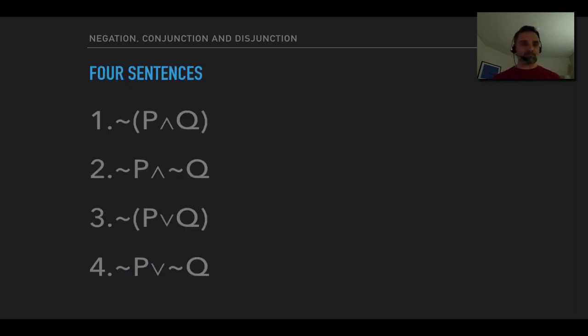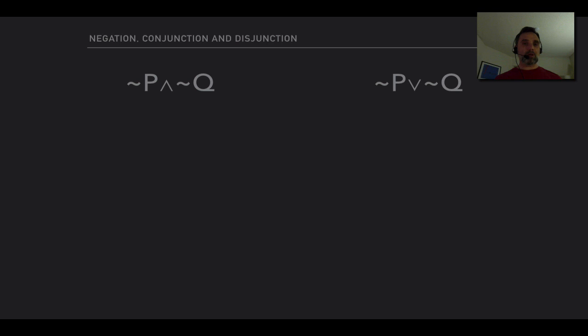Okay, so here are 4 sentences that we're going to be looking at in this video. It's not the case that P and Q. It's not the case that P, and also it's not the case that Q. It's not the case that either P or Q, which we could also say as neither P nor Q. And either it's not the case that P or it's not the case that Q. So let's start by looking at it's not the case that P and it's not the case that Q, and compare that with it's not the case that P or it's not the case that Q.